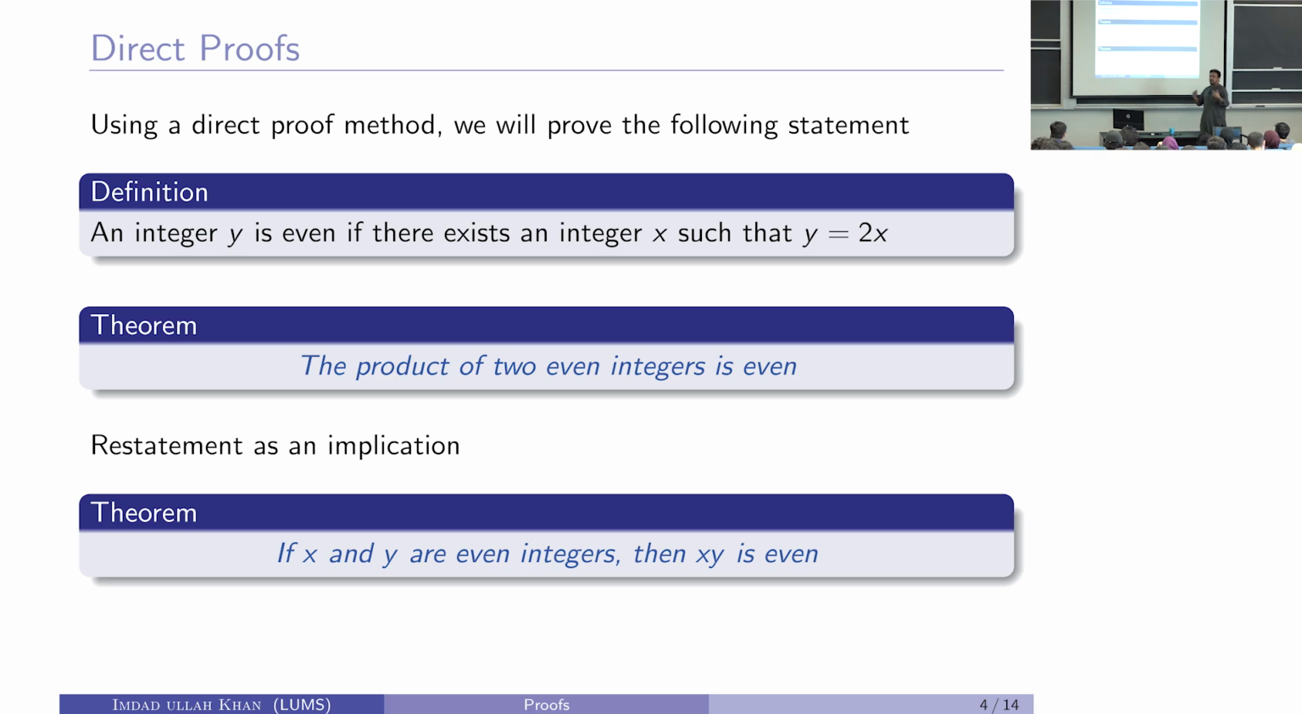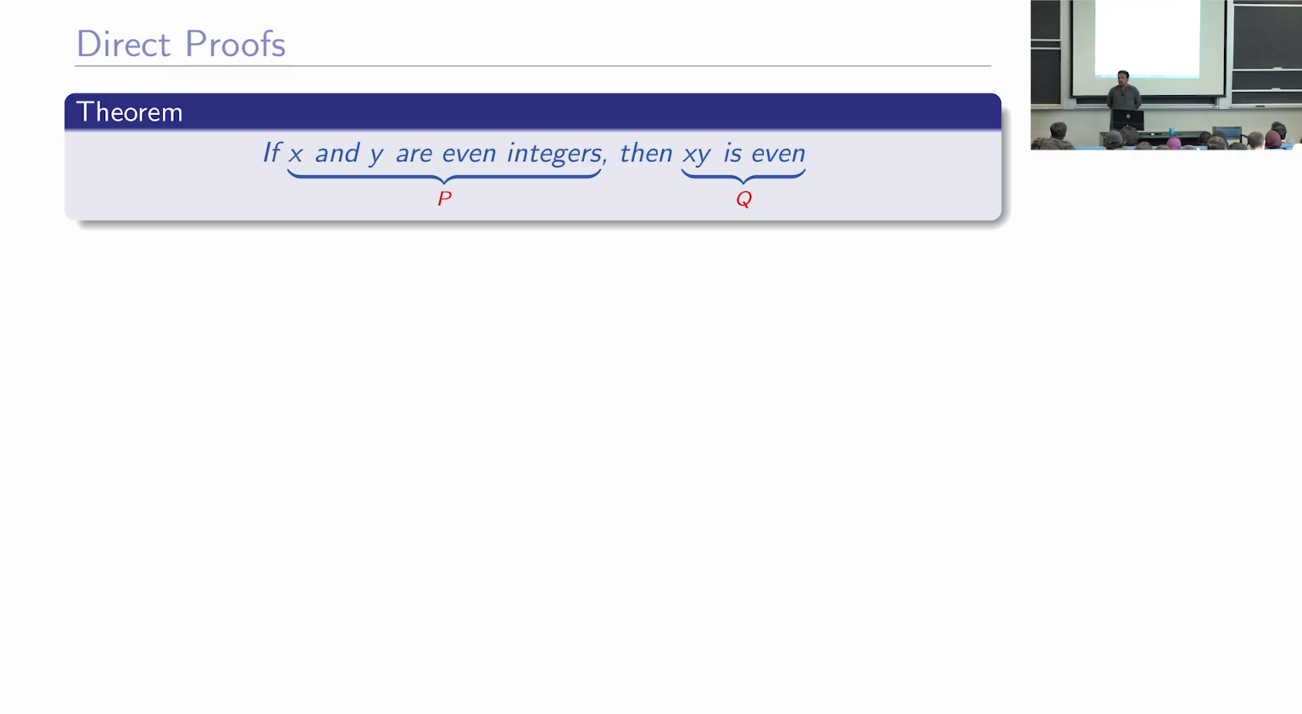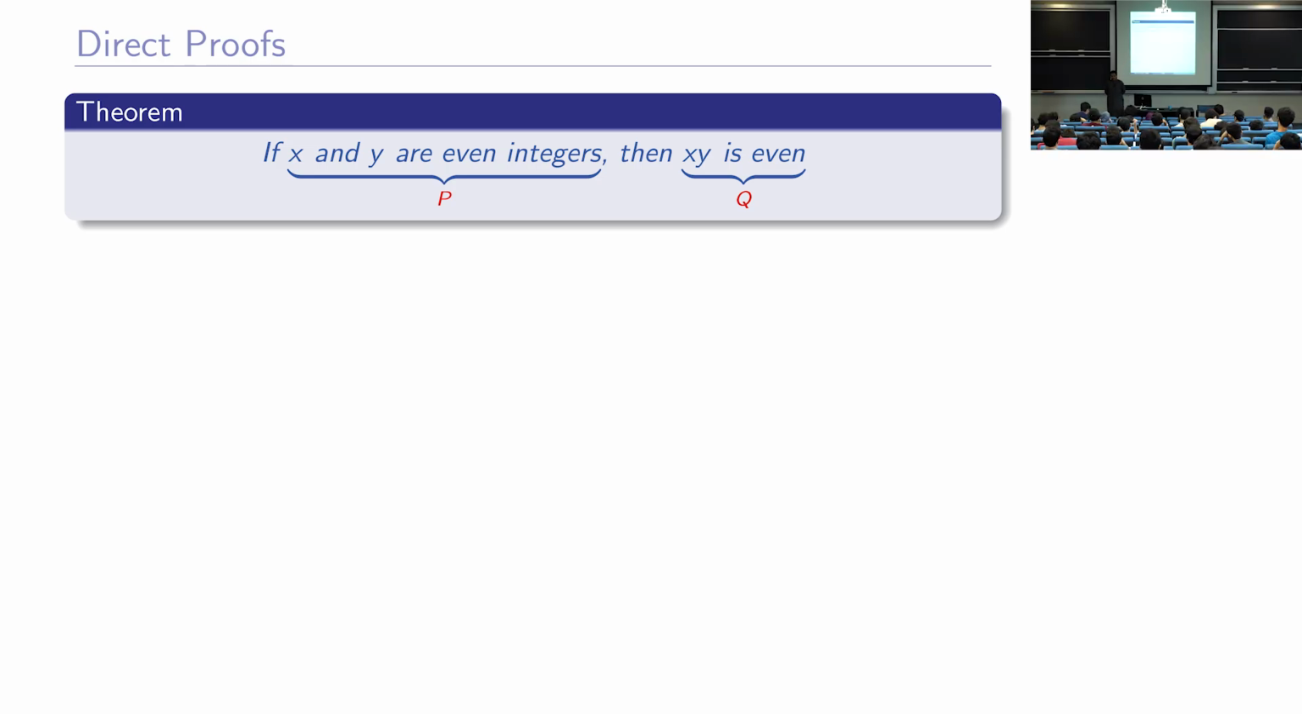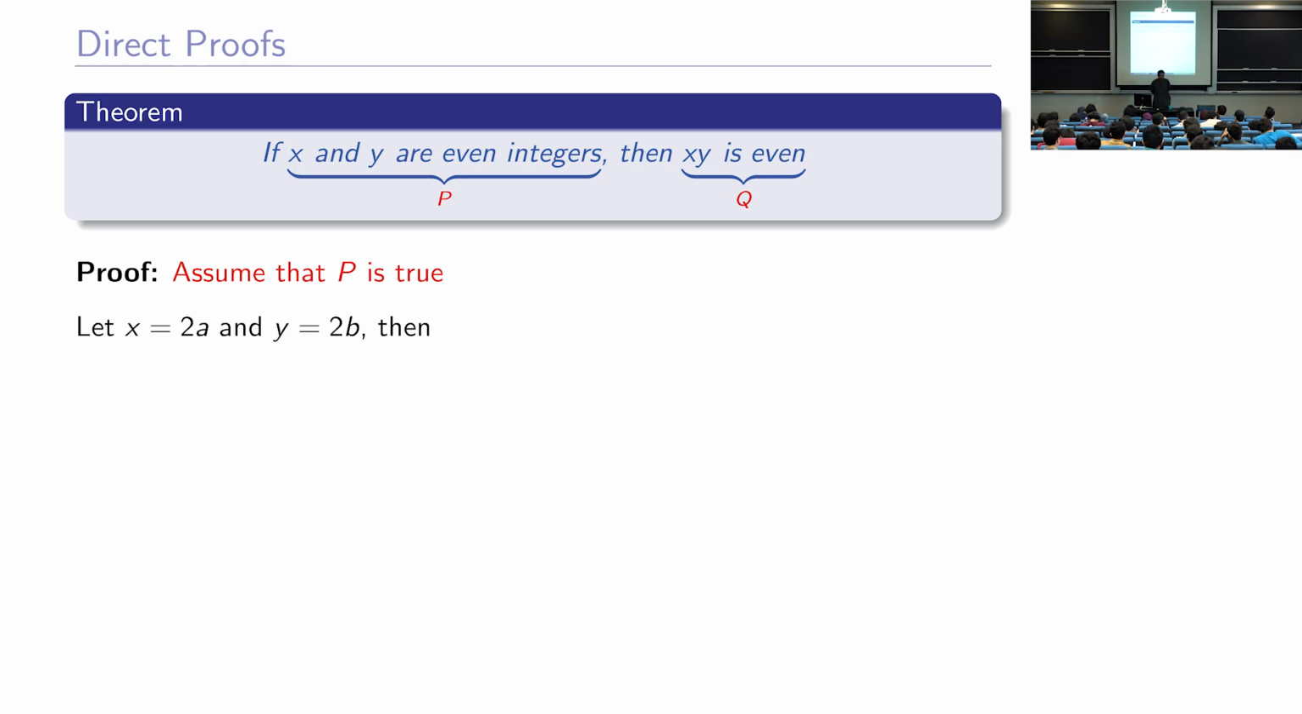Let's apply the direct proof method to this. So now we have an implication. What will the direct proof method begin with? What did we say earlier in the previous slide? Yes, assume that x and y are even, and then prove that Q is true, that xy is even also. So let's assume I multiply two even integers. That will be P. If x and y are even integers, assume P is true. Then Q, the product, will also be an even integer. So I know how to say even integer. So assume that P is true.